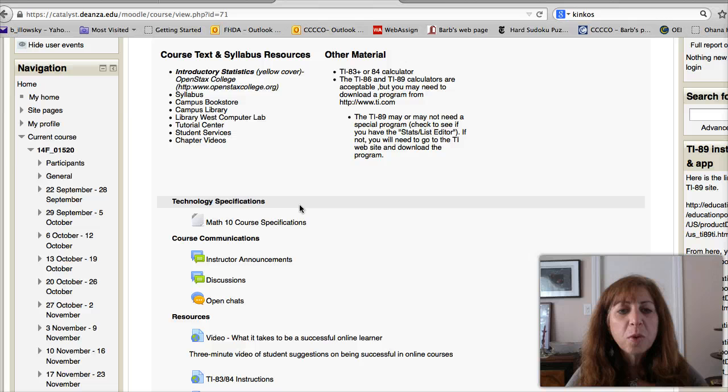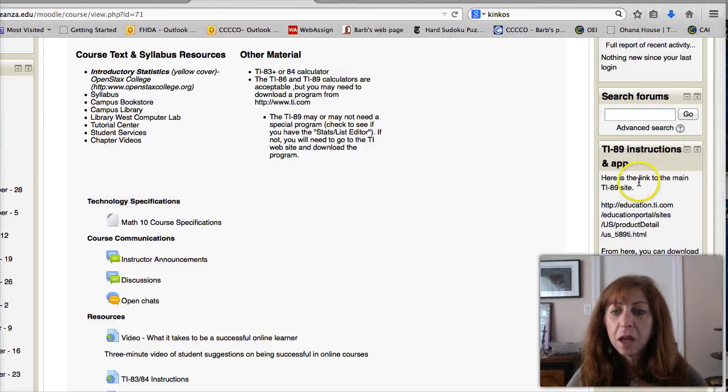For those of you who have a TI-89, on the right side, here's the link to information on how to use the TI-89. In the videos, I use the TI-83 and TI-84. Those whole series, it doesn't matter whether you have a silver edition or a regular edition, a plus edition, they're all used the same way.